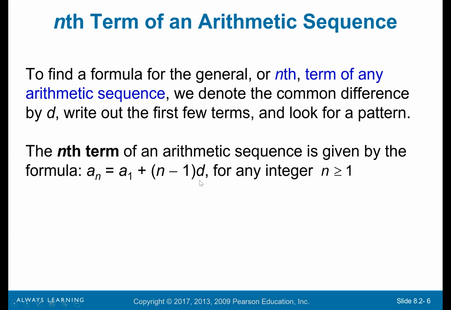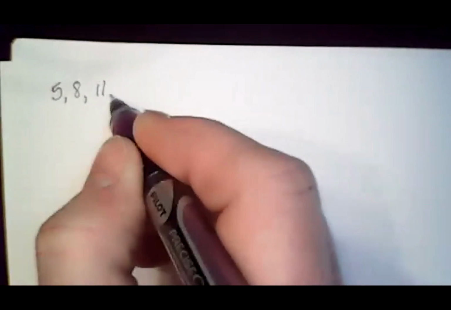And so I just want to look at and explain that formula just a little bit, that hopefully it'll help you remember it. We'll be talking more about this a little bit later. So say we have the sequence 5, 8, 11, 13.